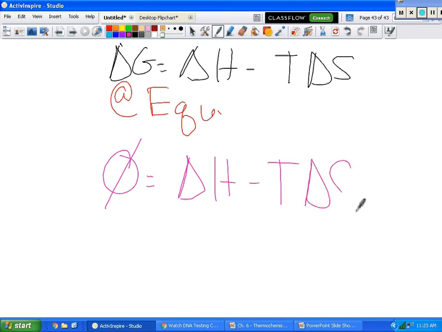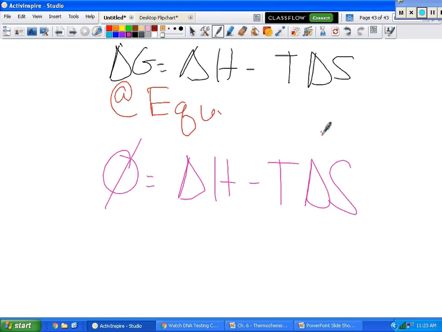True or false? True. Not necessarily. And again, we're referring to phase changes. And phase changes occur when? At equilibrium.